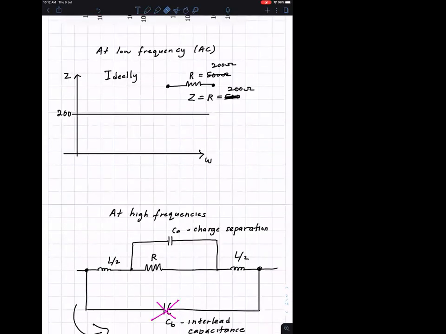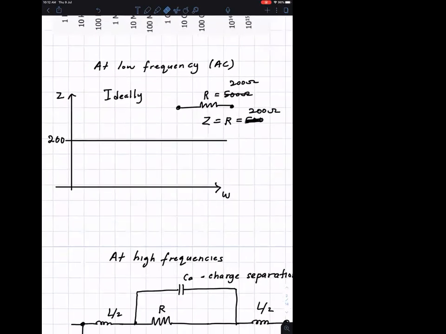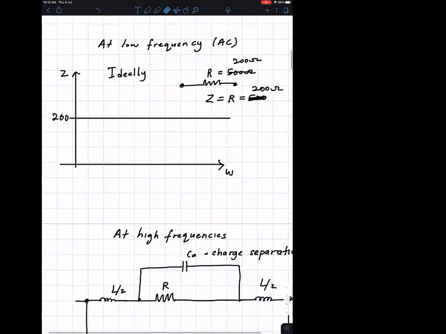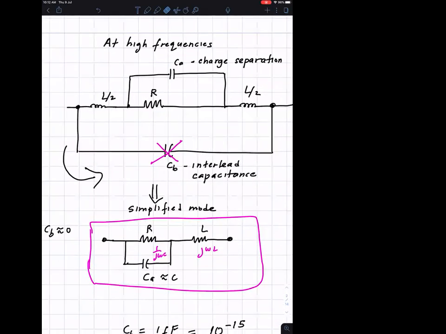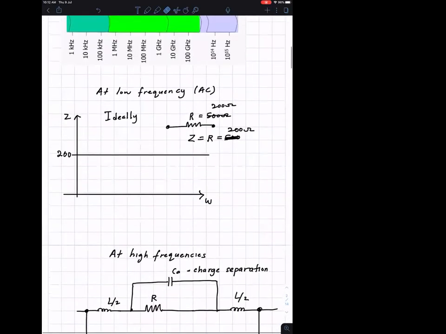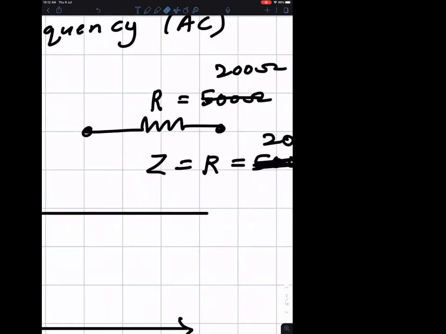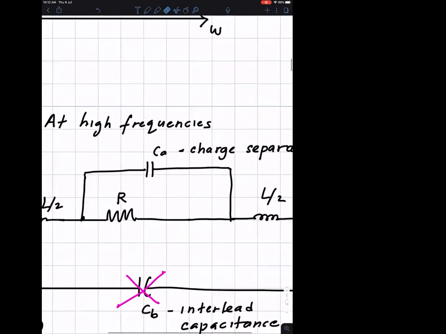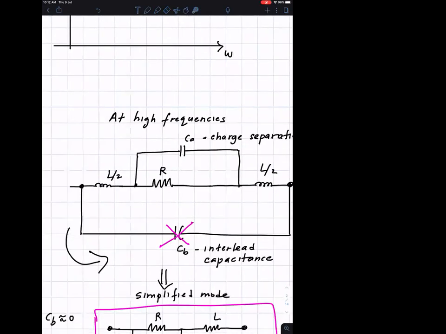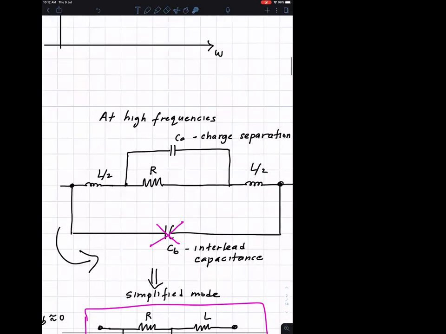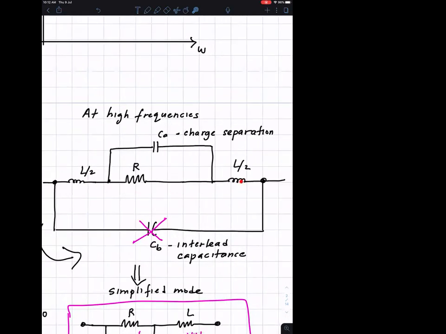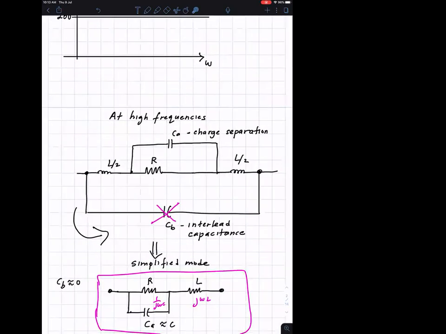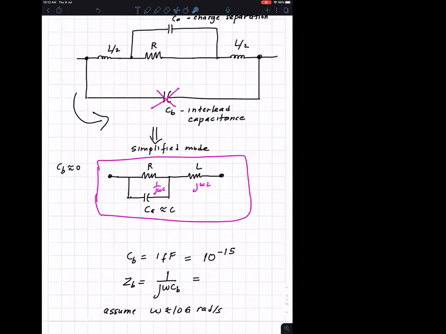I gave you one example of how a resistor at low frequency looks at high frequency, the model. The low frequency model is just a piece of resistor with R. At high frequency, then you have lead inductances. And in addition to the resistor, we also have a charge separation capacitor. Then we have interlead capacitance, which I said is too small and usually can be ignored.